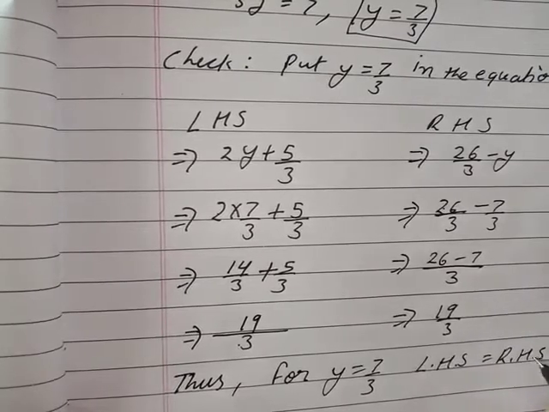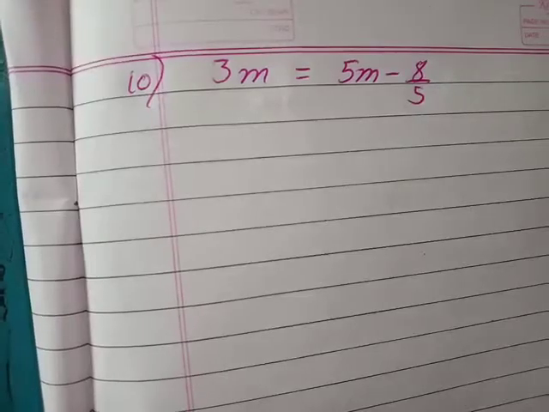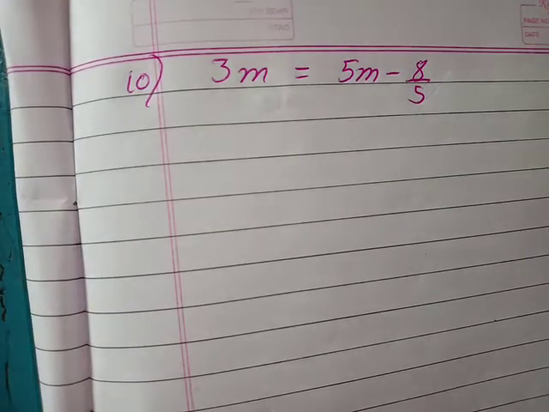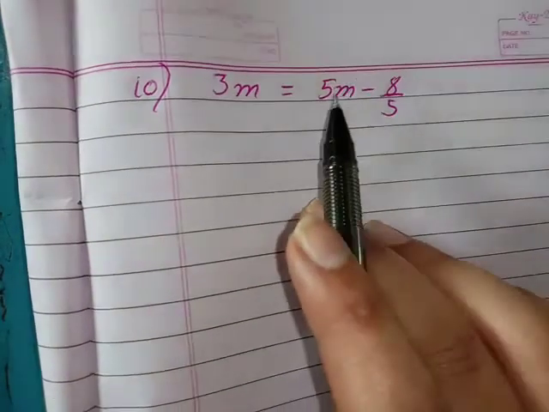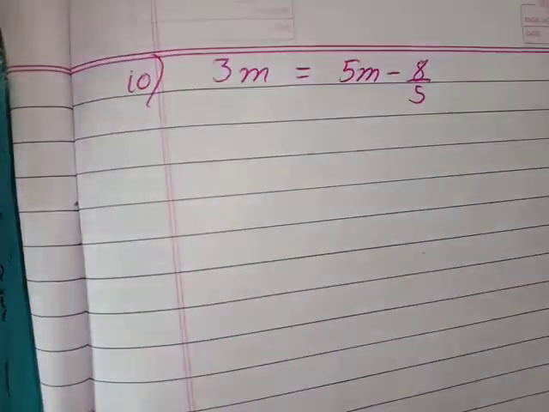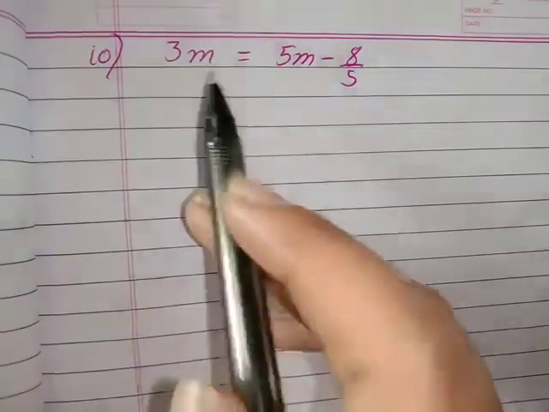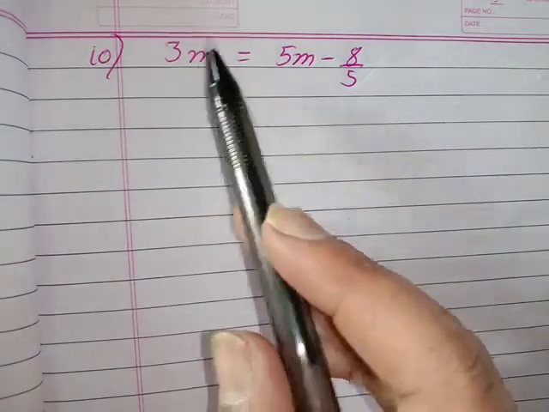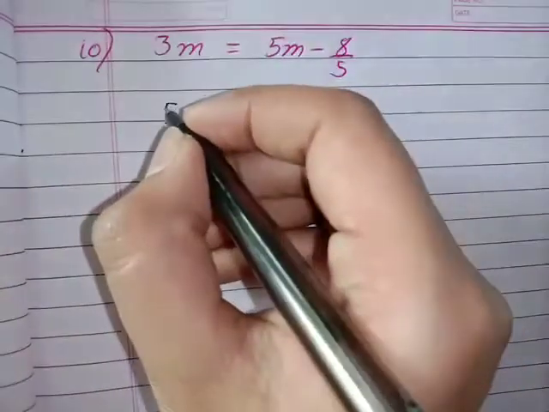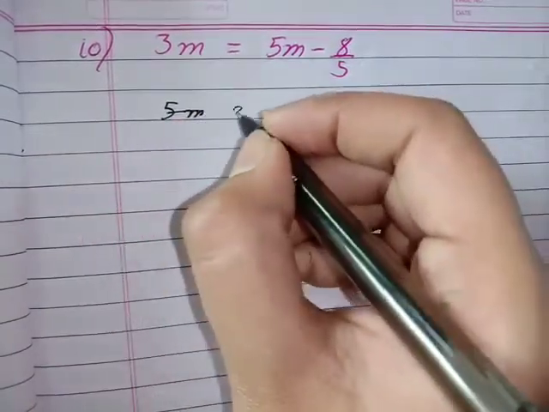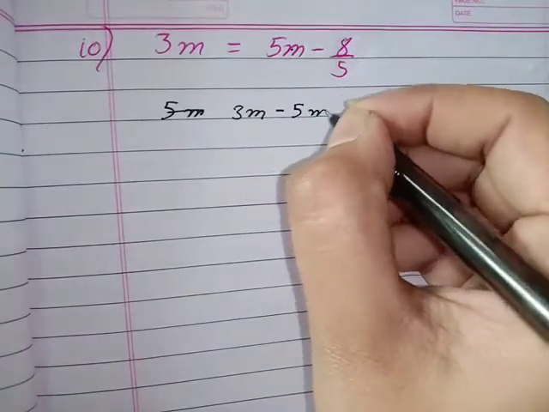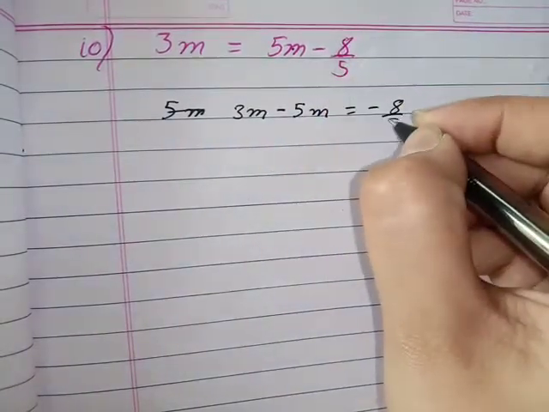Now the last question, question number 10 of exercise 2.3. Question number 10: 3m equals 5m minus 8 upon 5. Here we transfer the 5m, meaning the m term, to the LHS. There is no constant term in the RHS, so there is no transfer from the RHS to the LHS. So transfer 5m to the LHS. So positive 5m becomes minus 5m. It remains minus 8 upon 5.